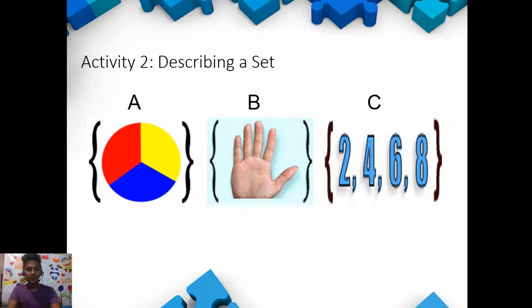Set A. What do you think is that one? Okay, these are a set of primary colors. Set B. This is, I should say, a set of hands. And then set C, we discussed that a while back. This is a set of integers between 1 and 9. Okay, very good.